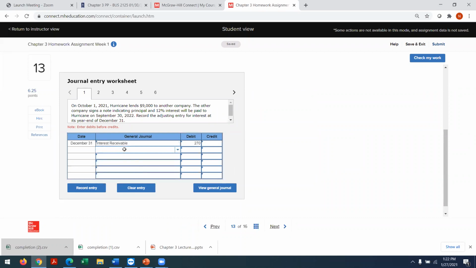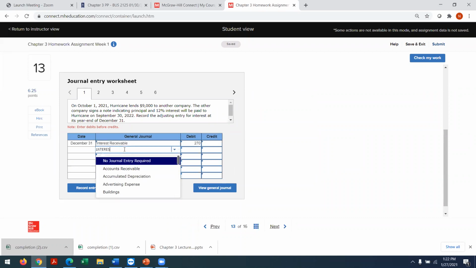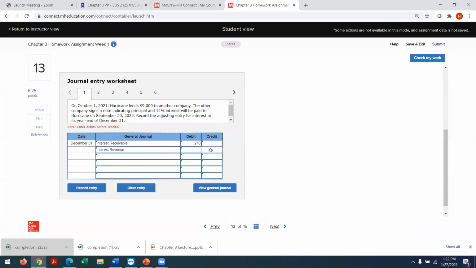Interest receivable. Interest revenue, right? How many agree? Guys, remember, we are not borrowing the money. We are lending the money to someone else. We're getting the interest.